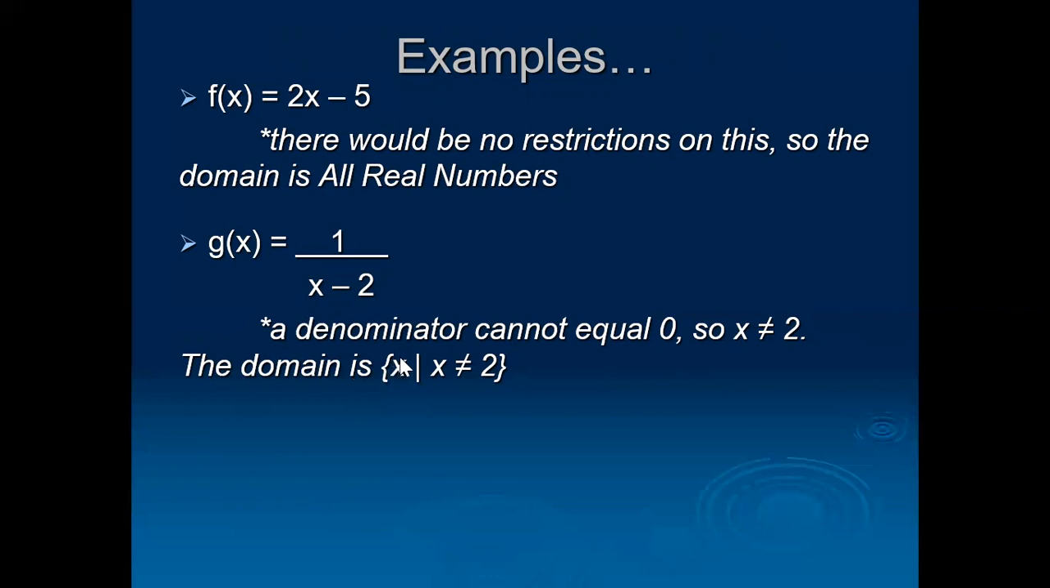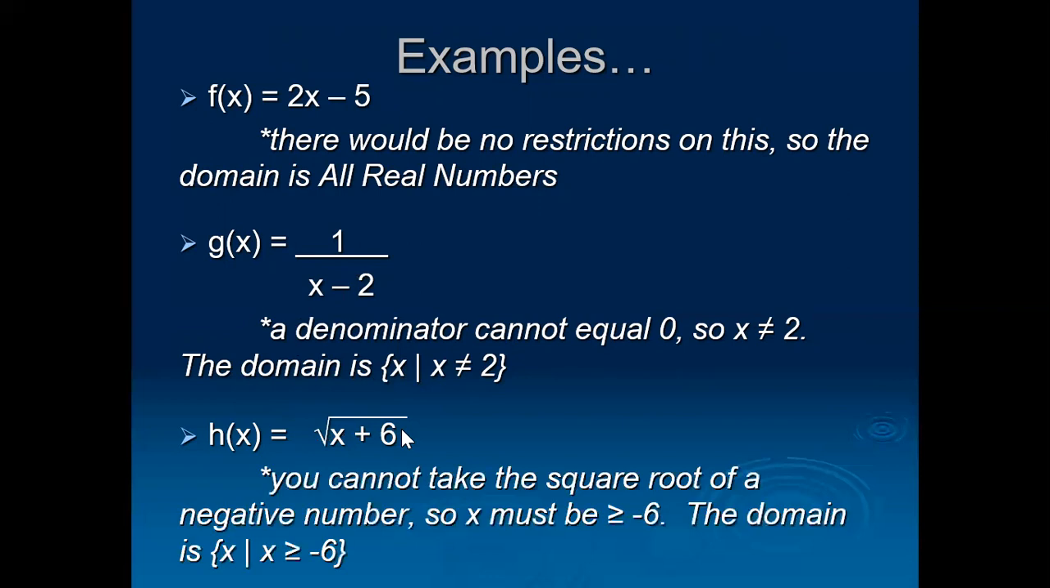So you say that x can be anything, this is just the notation, anything but 2, because 2 minus 2 is 0. You cannot divide by 0. Here, you're looking at the square root. You can't take the square root of a negative number. So x has to be anything greater than or equal to negative 6, because if it's negative 6, that's going to be 0. Negative 6 plus 6 is 0.